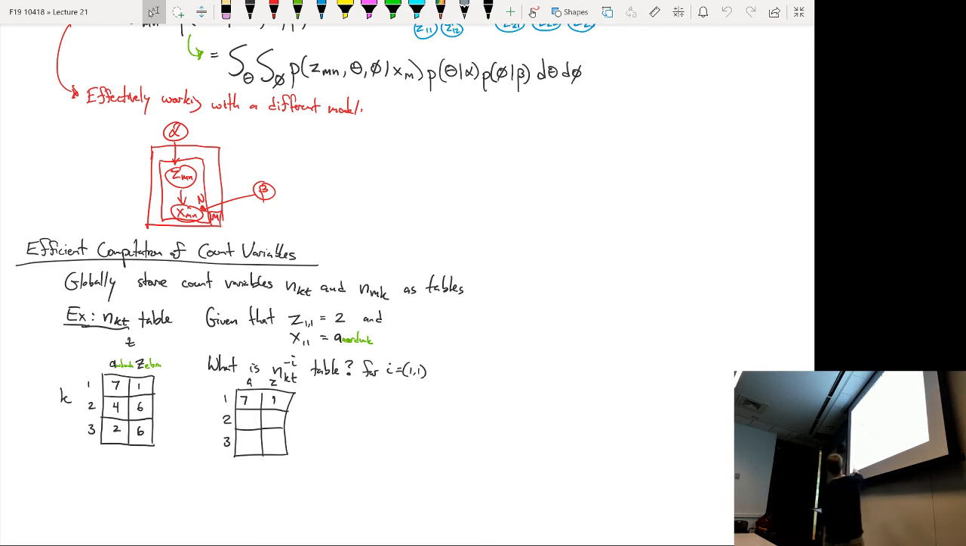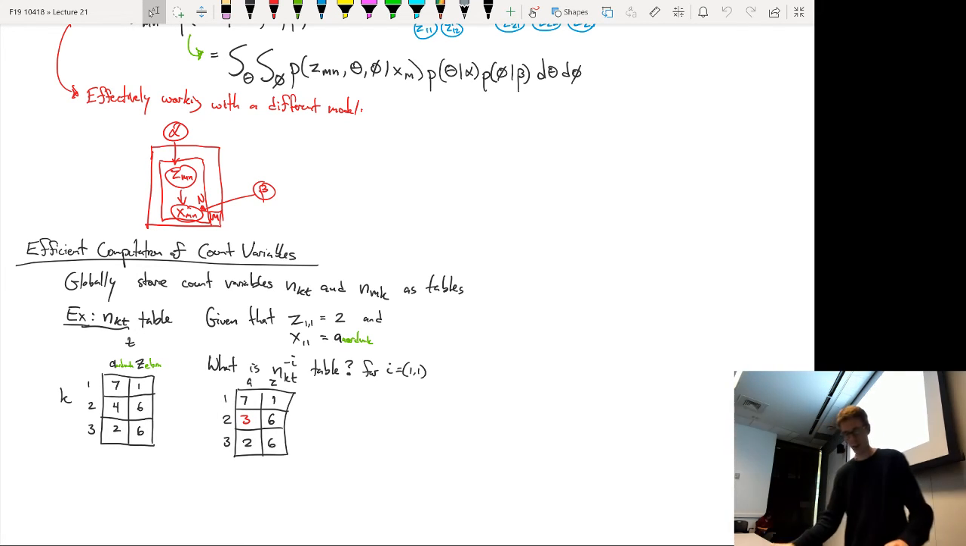Okay, so here we had 4 cases where the word aardvark is assigned to topic 2. And now I'm leaving one of them out. So what's the new count value in that cell? 3. And then all the other cells stay the same. So the point is, if you have the full NKT table, computing the NKT minus i table is just a matter of subtracting away one of the numbers. It's decrementing it by 1.